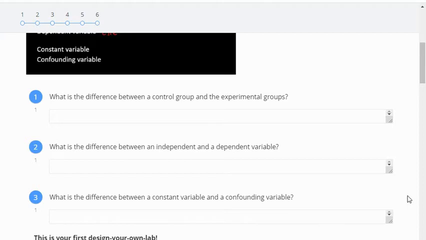Okay, the difference between a constant variable, the variables that we're keeping constant. What are we trying to do there? Why do we need to keep variables constant in an experiment? Make it fair.